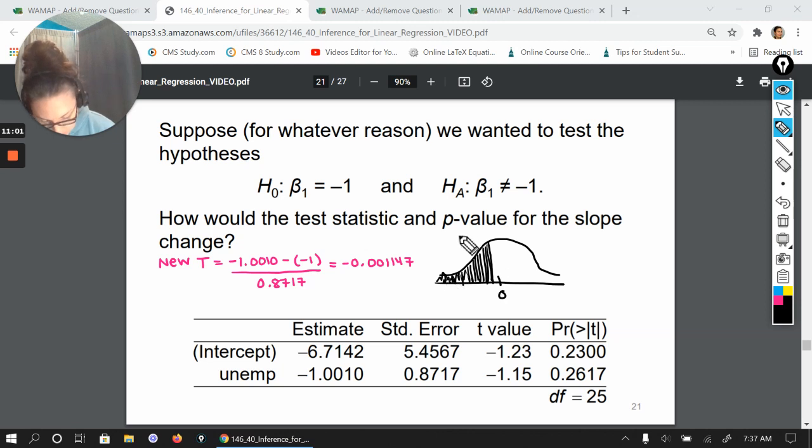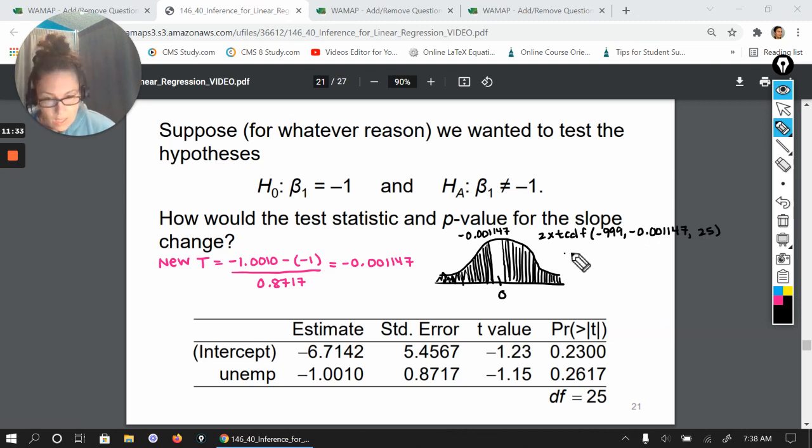So this is where -0.001147 would be. And we would also go to the right-hand side of 0 and shade that part in for a two-tailed p-value. So we would go 2 times tcdf, and then -999, comma -0.001147, comma 25 degrees of freedom, and we would get approximately 0.999.